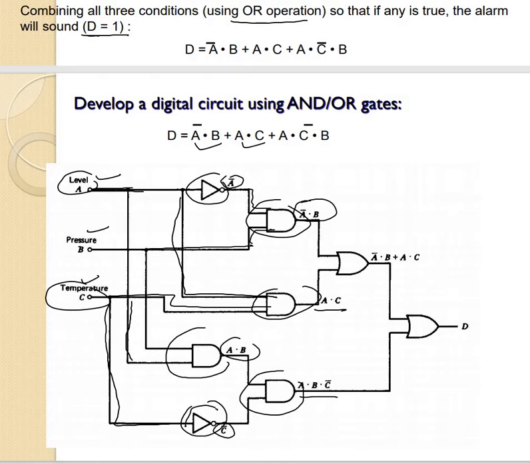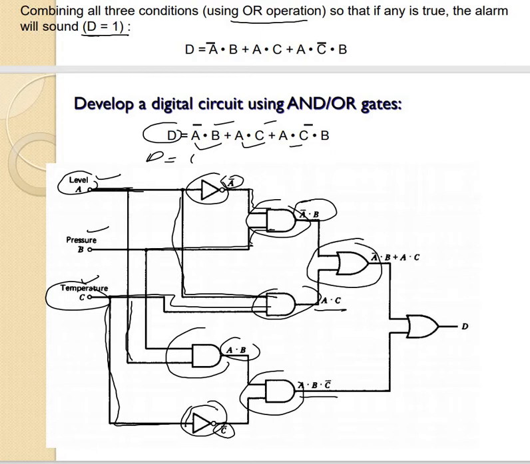So all of these conditions need to be fulfilled in order to get D equal to 1. So we need to add all of those conditions. If we want to add, we need to have an OR gate.